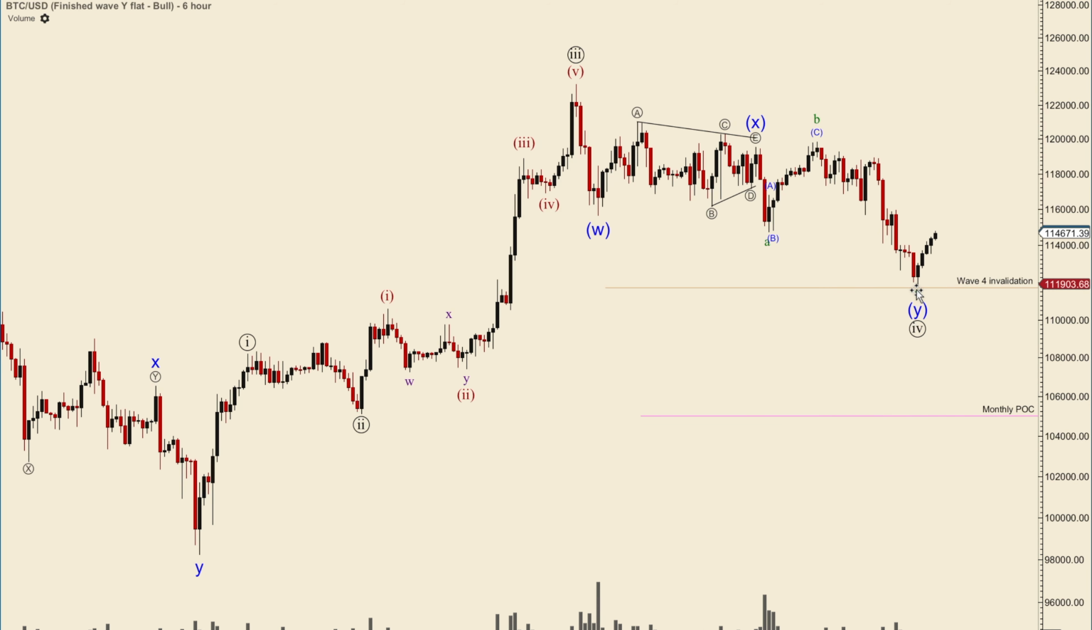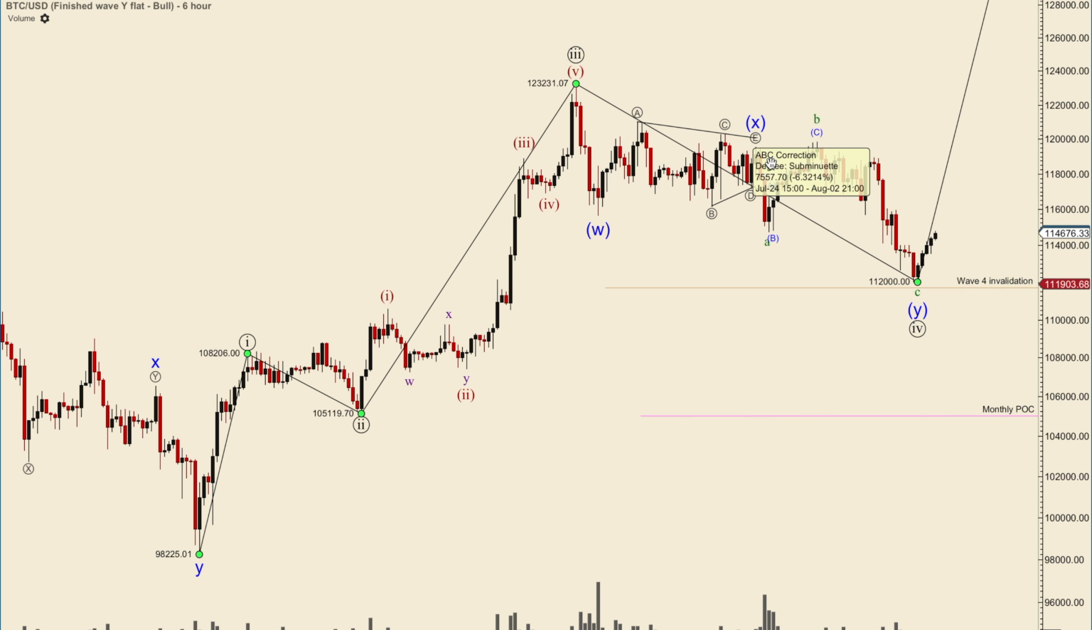I am keeping a super close eye on this level in order to decide whether I need to change this count to a finished impulse or not.